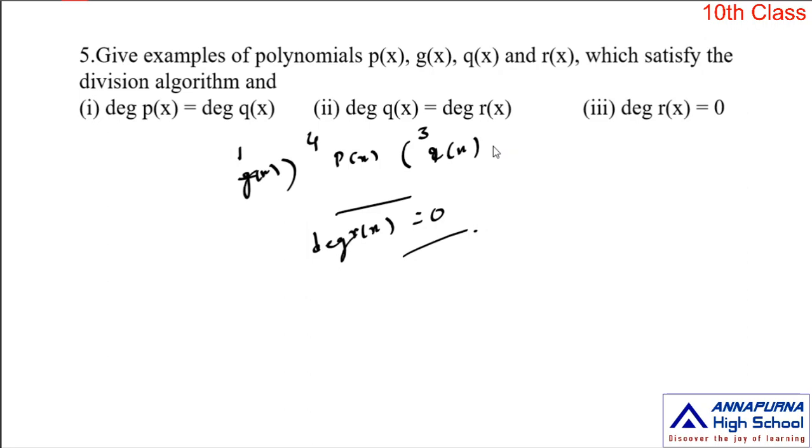and up to here we completed the second chapter. In this chapter, the most important concepts are the relation between zeros and the coefficients of a quadratic polynomial and the division algorithm. These two are most important. Another chapter we will start in the next video. Thank you for watching. Bye.